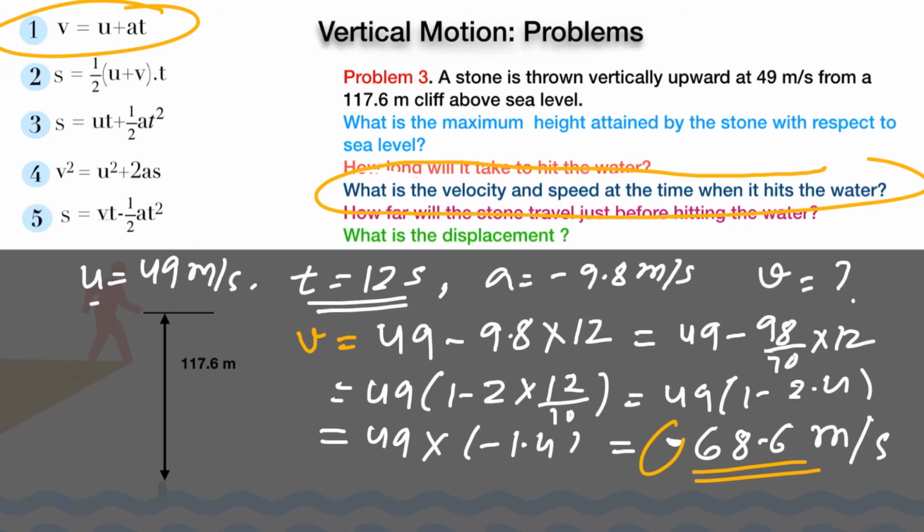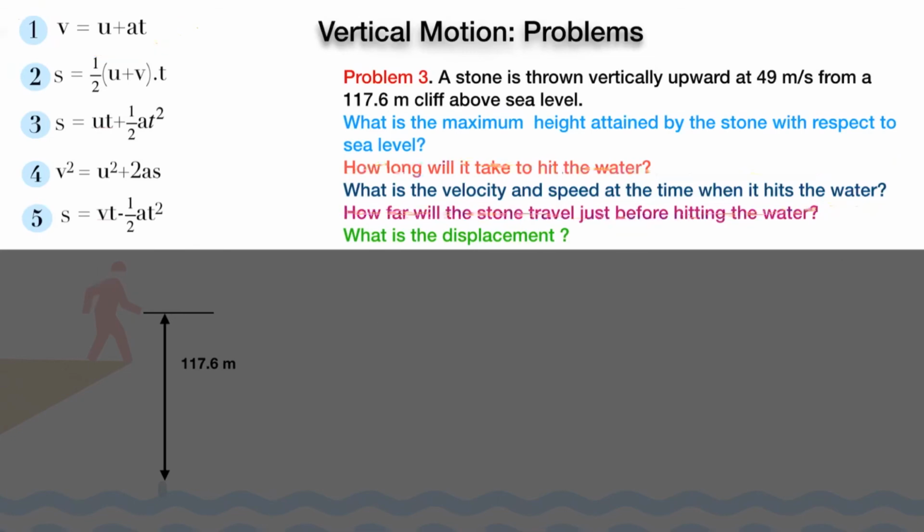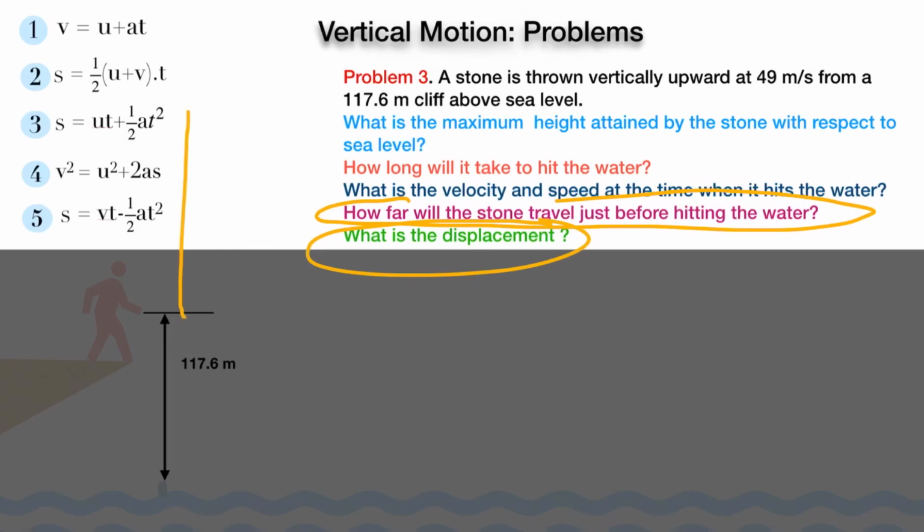Now the next part of this question: how far will the stone travel just before hitting the water, and what is the displacement? So how far it travels? Basically what happened in this case is that a stone was thrown in the upward direction, and after reaching maximum height it came down and fell into the water, right? So the total distance covered by the stone is starting from here, reaching to this point and coming back to this point. This is the total distance covered or traveled by the stone, and the displacement is the difference between the initial position and the final position.